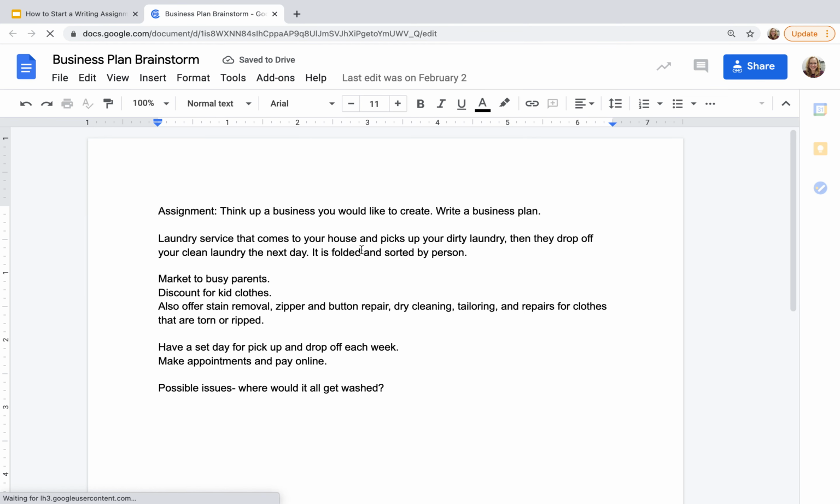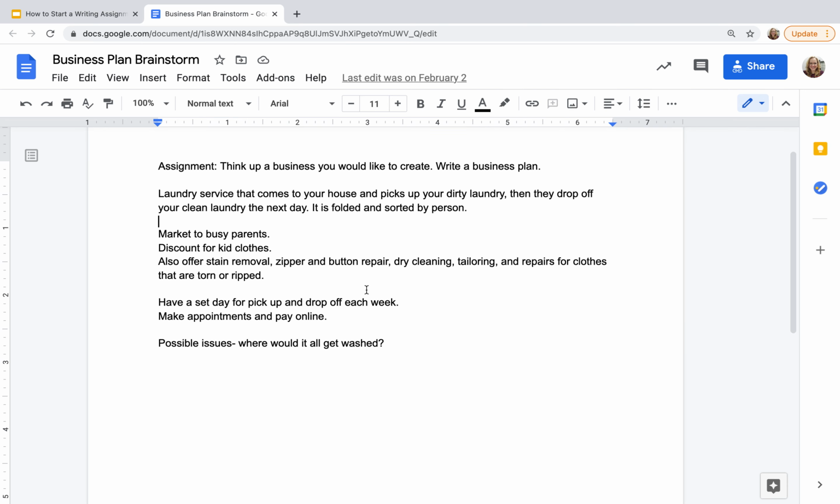Another example is if I was asked to write about a business plan. Here, I thought a business plan, a good idea might be a laundry service that comes to your house and picks up your dirty laundry. Then they drop off your clean laundry the next day. It is folded and sorted by person, so each person gets their own bag of clothes. I thought it might be a good idea to market this to busy parents, have a discount for kids' clothes, maybe offer some stain removal. And again, these were just ideas that I came up with when I was brainstorming. I also put in there some possible issues such as, where would I get this all washed?